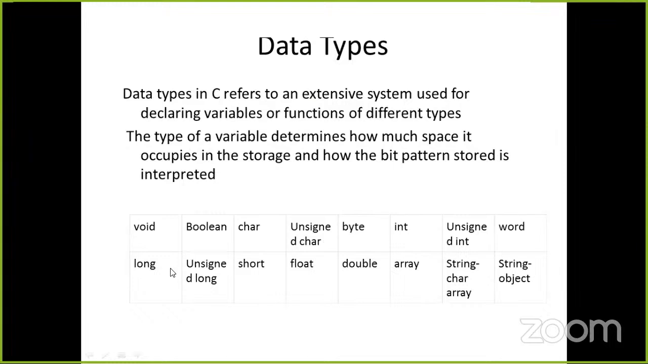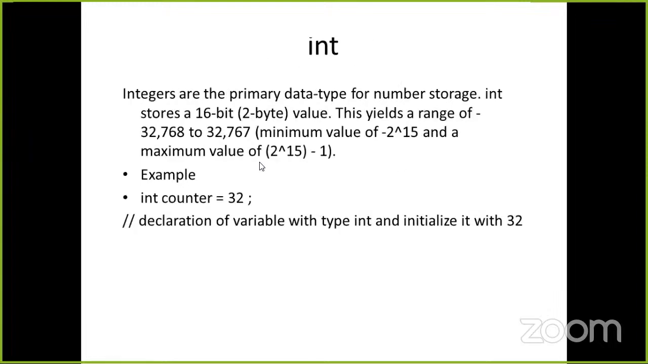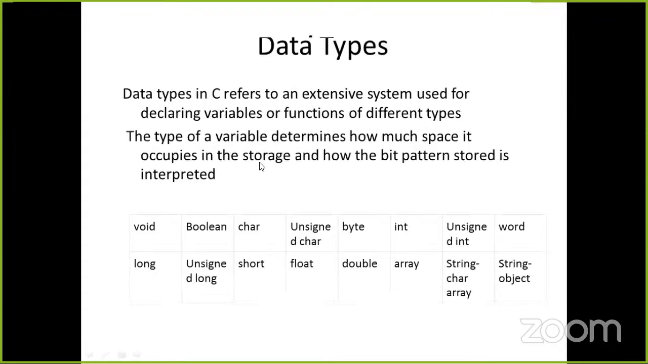Now we are going to talk about the data type. Later on, we are going to use those data types. When we talk about C programming, we use the same data types. Whenever we take any variable, we have to tell the program what type of data we are going to store in that variable. That is known as a data type. There are different types of data types like void, long, boolean, unsigned long, char, short, unsigned char, float, byte, double, int, array, and unsigned int.